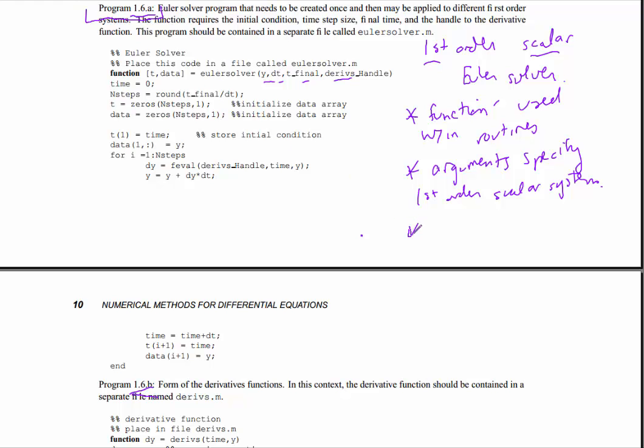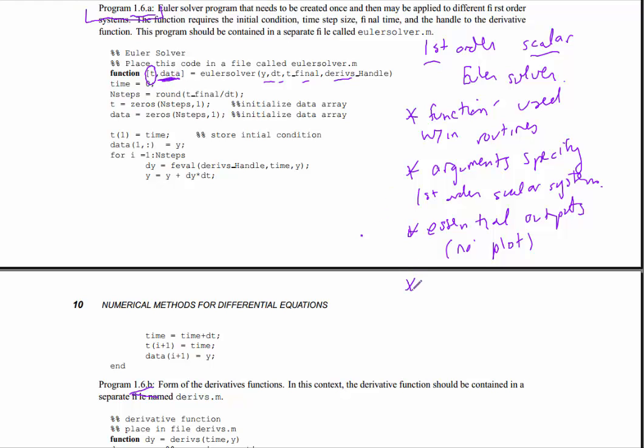Similarly, the outputs are the essential outputs. And you'll notice that there's no plot routine within the function. The reason is that in various situations you want different kinds of plots. So no plots. If you want a plot, you're going to want to customize that for your particular application. So that's another good feature. This has the time vector and the actual solution function.